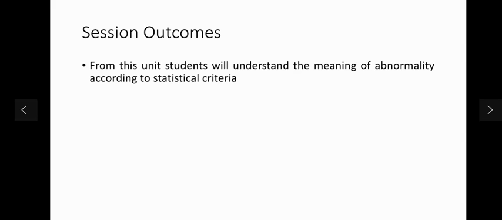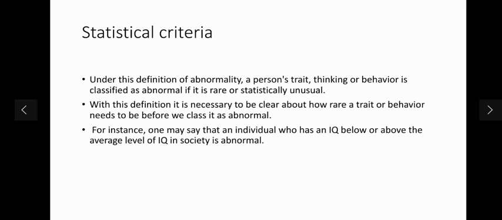Let's start with the criteria of abnormality. Criteria means basis, okay, on what basis a particular behavior can be considered as normal or abnormal. In this unit, we have to learn about 4 different criteria of abnormality. But in this session, we'll be discussing the first important criteria of abnormality, which is the statistical criteria of abnormality.